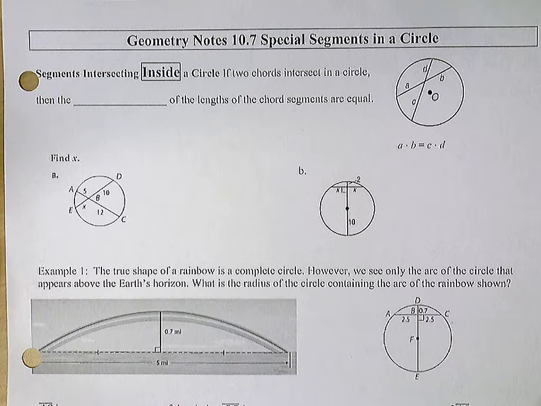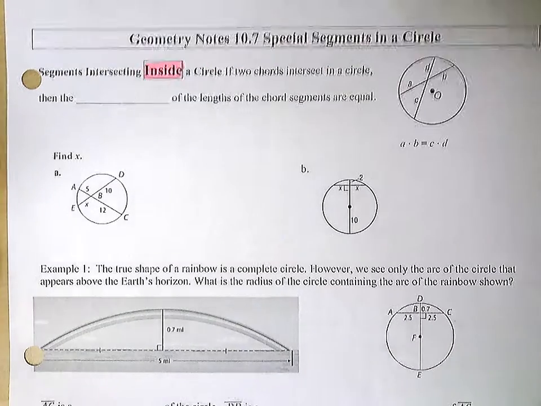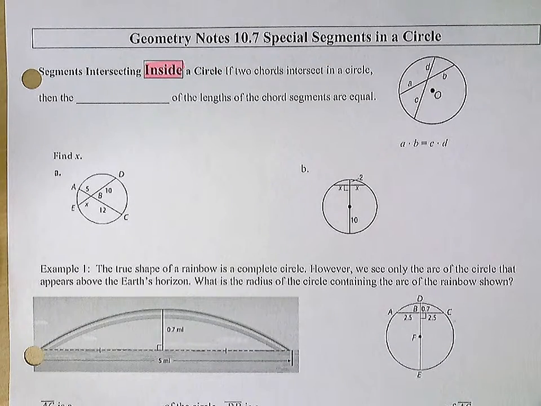So today we're going to look at special segments within a circle. So we still are looking at these secants and these tangents within a circle, except now we're going to try and find those segment measures instead of angle measures. So the first thing we have here are segments intersecting inside of a circle. So just like yesterday, we have two secants intersecting inside the circle.